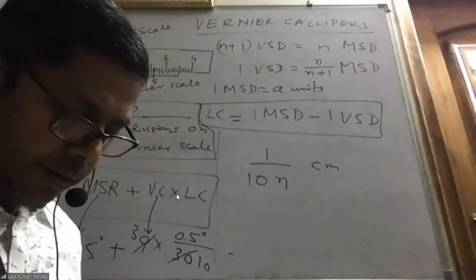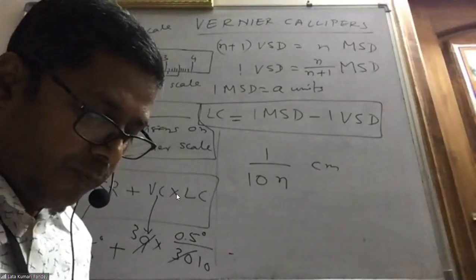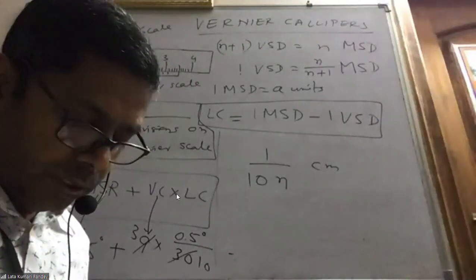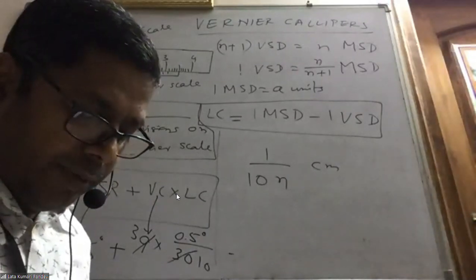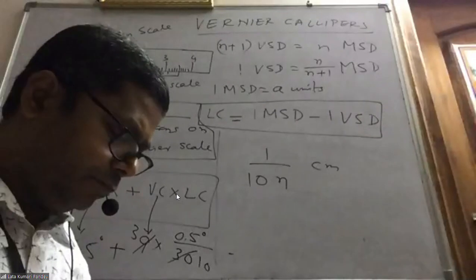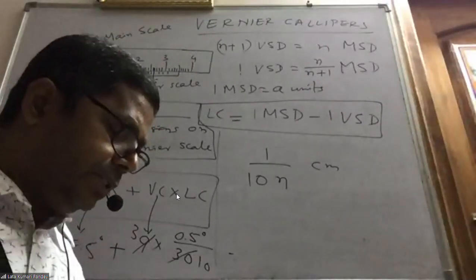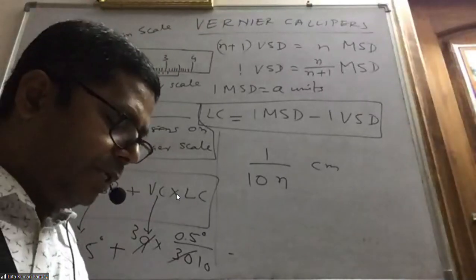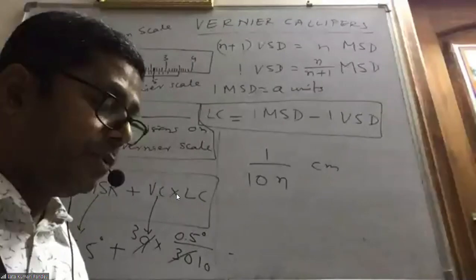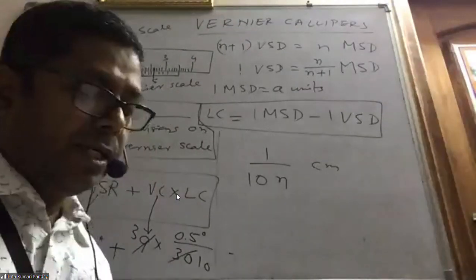Sai Sri, 0.2. What is 0.2? 0.2 millimeter or centimeter? The answer is given in millimeters. Okay, so 0.2 centimeter is correct. The answer is 2 millimeter given. Okay, so we'll take another question. Shall we? Let us take another question.